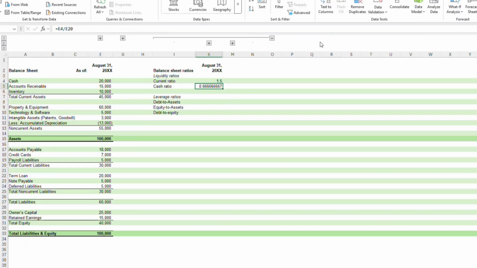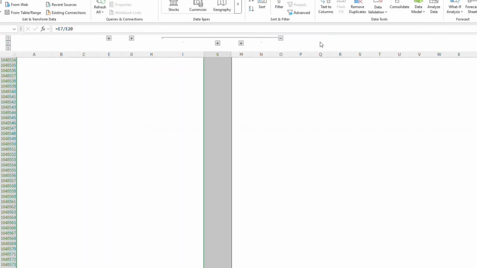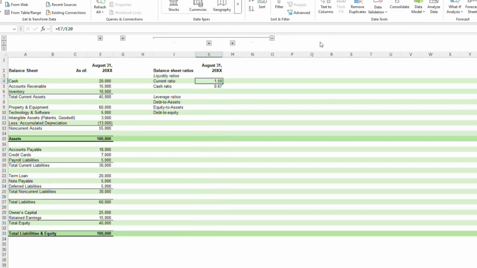And let's make these a little bit prettier. Okay, there we go. So we've got 2 decimals there. All right. So the current ratio, the first one, basically says that we've got 1.5 times the amount that we do in current liabilities. If we were to liquidate all of our current assets, we could pay off all of our liabilities and still have 50% of it left over. In other words, $15,000. Okay.